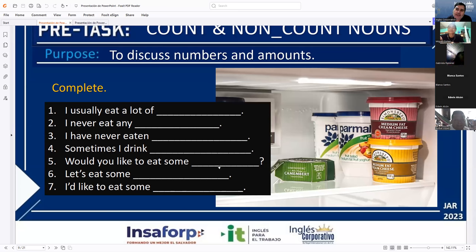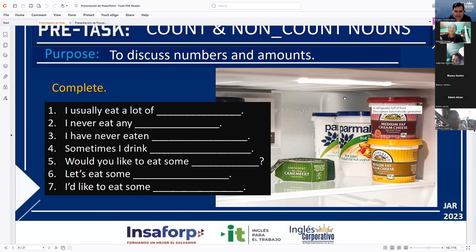Would you like to eat some cookies? Would you like to eat some bread? Would you like to eat some cake? Would you like to eat? So you complete. Let's eat some ice cream. I'd like to eat some pizza. Okay, so complete. When you finish, tell me.